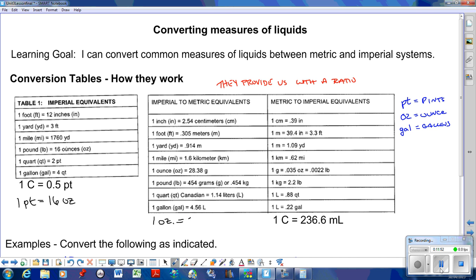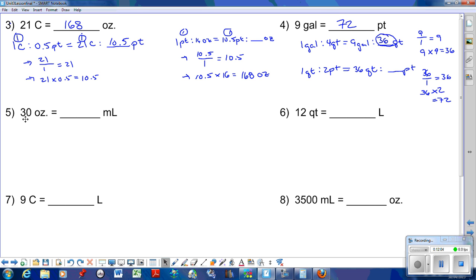So I know that 1 ounce, and we're going to have to make sure this gets onto the anchor chart so you have it for future use, is 29.6 milliliters. So we'll have to make that adjustment on that anchor chart. In this particular question, the ratio on our conversion chart is 1 ounce for every 29.6 milliliters. And that would be equal to, well, we know we have 30 ounces, and we want to know how many milliliters.